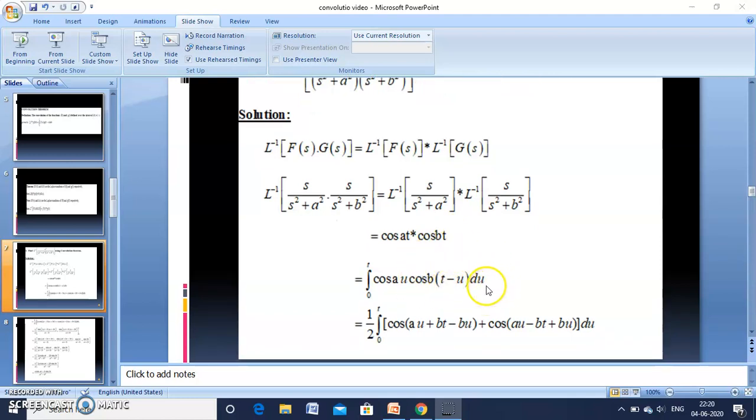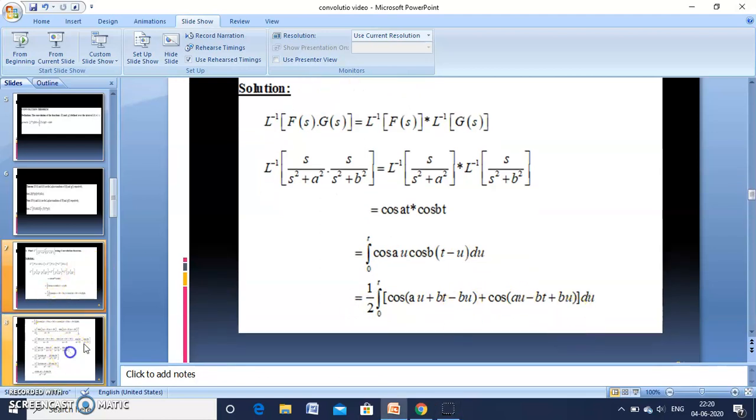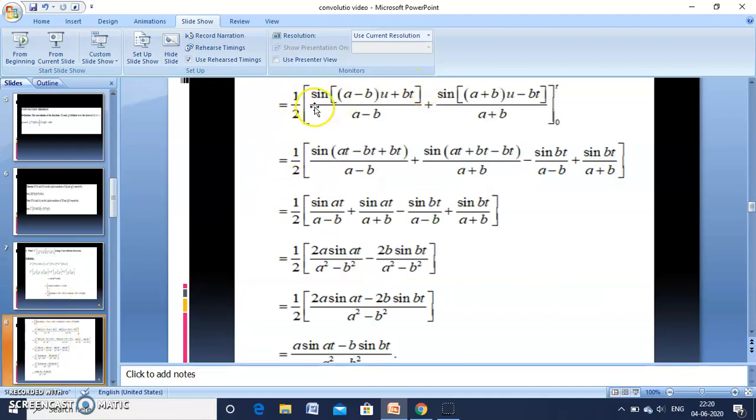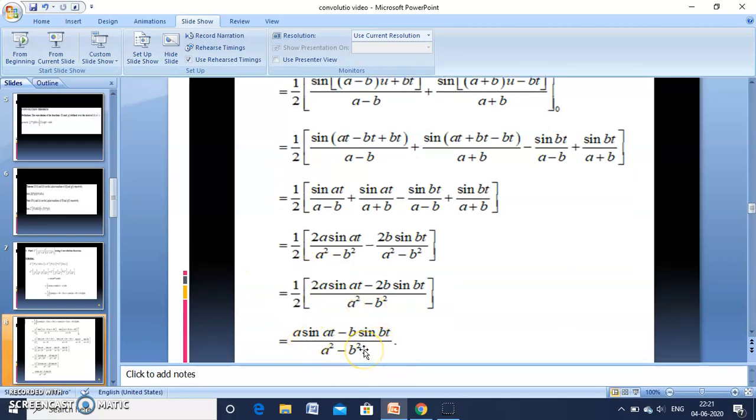Now we should integrate this with respect to u. Using the cos a cos b formula, 1 by 2 [cos of (a plus b) plus cos of (a minus b)]. Now on integrating, we get 1 by 2 [sine of ((a minus b)u plus bt) divided by (a minus b). The u coefficient is a minus b, so on integration we get it in the denominator. Plus sine of ((a plus b)u minus bt) divided by (a plus b)]. Apply the upper limit and lower limit. So we will get 4 terms. Taking LCM, we will get 2a sine at divided by (a square minus b square) minus 2b sine bt divided by (a square minus b square). Again take LCM, take 2 commonly outside and cancel. We get the final answer for the first problem.